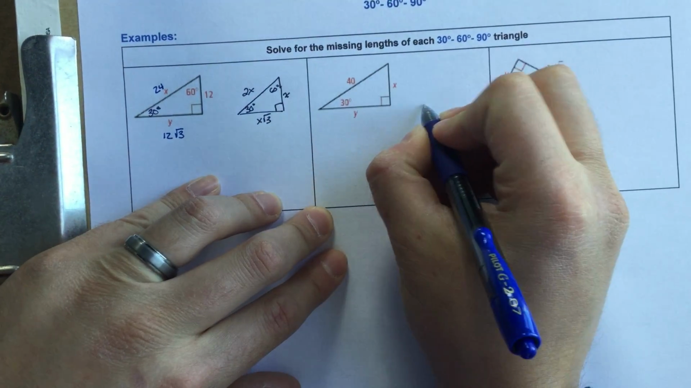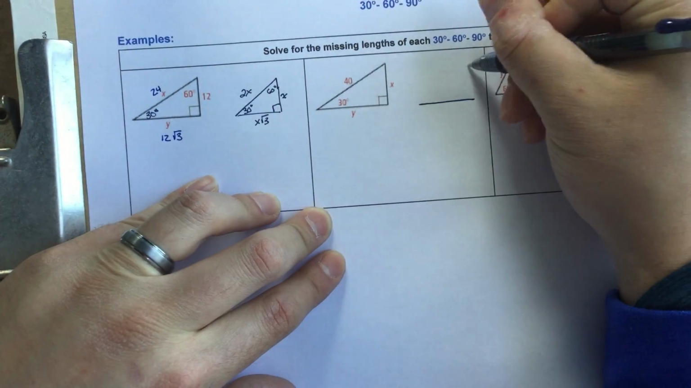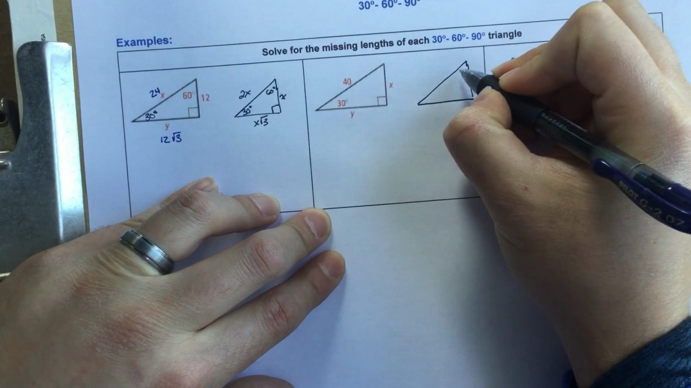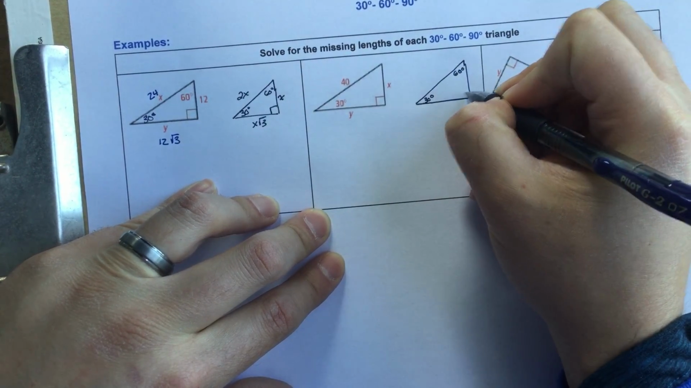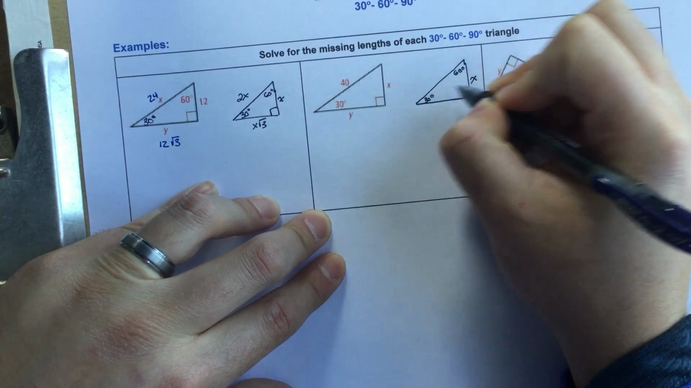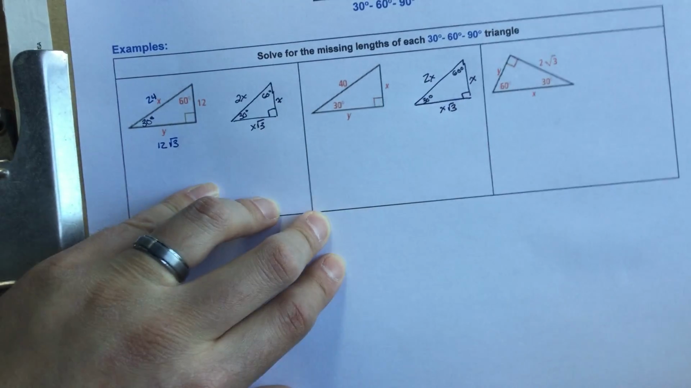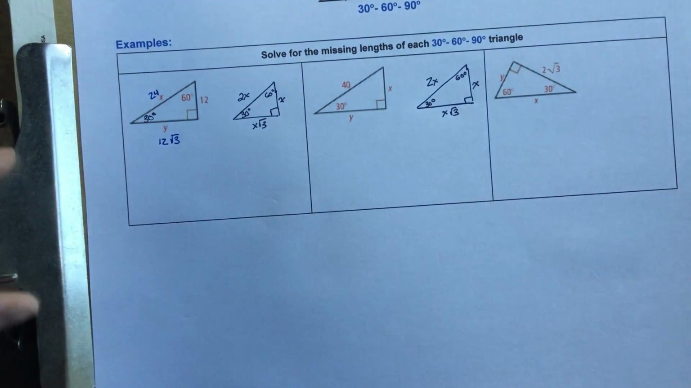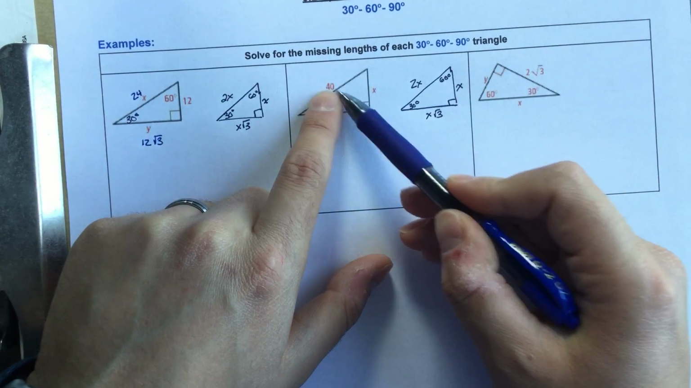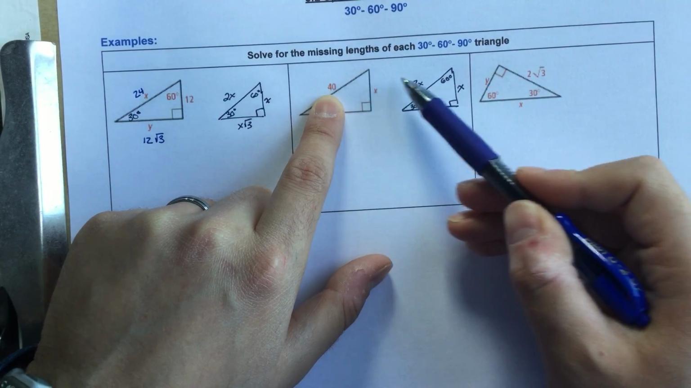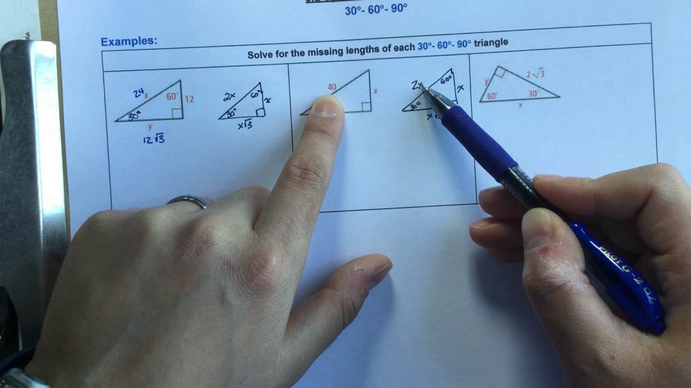Let's look at another example. I'm going to redraw my triangle just so I can have the pattern. 30 degrees, 60 degrees, 90 degrees. I'm going to call this x, 2x, x square root of 3. Let's look at what we have. I know the hypotenuse is a length of 40. The hypotenuse should be 2 times the smaller length.